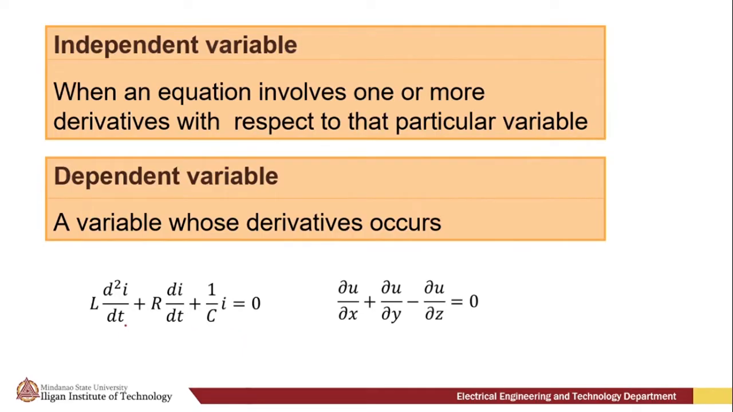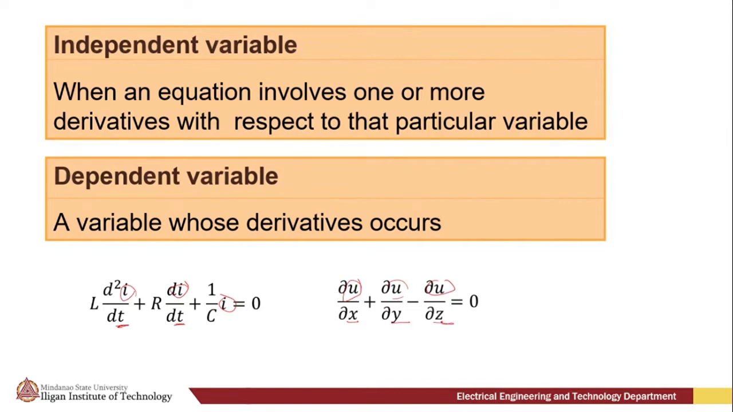The independent variable here is the variable t, and our dependent variable is i. L, R, and C are just parameters, which are constants given in the circuit. Here we have a partial differential equation. The dependent variable here is u, and the independent variables are x, y, and z.